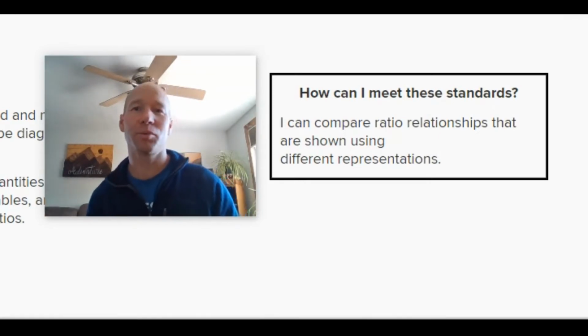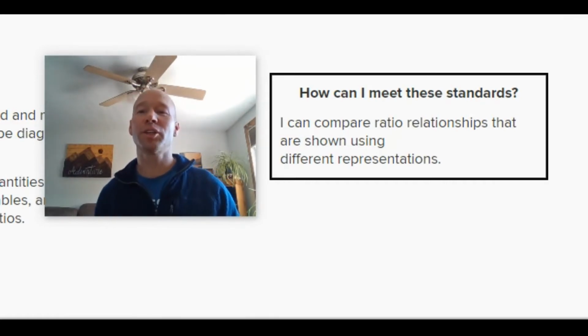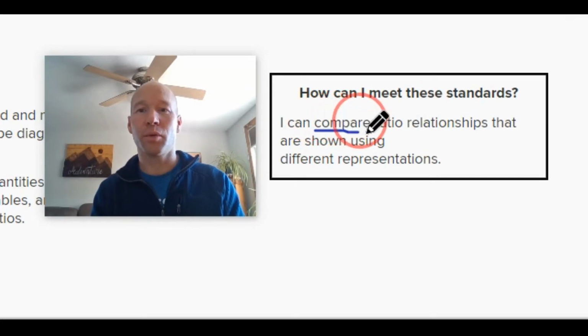We're going to be comparing ratios today. So the standard is this: I can compare ratio relationships that are shown using different representations. So what does that mean to compare? Let's underline that word compare. What does that word compare mean? To compare, we have to have two different things we're comparing.